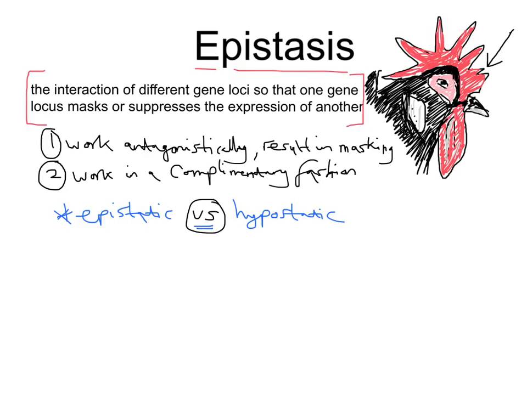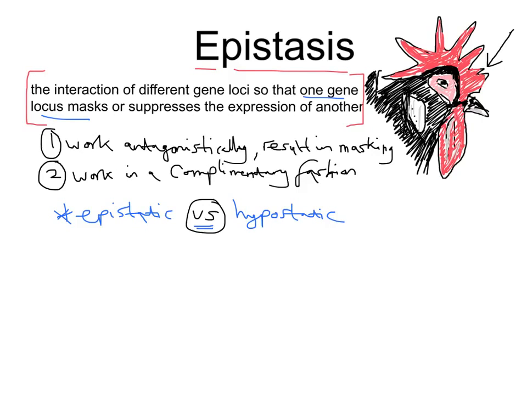Epistatic is the gene that is doing the masking, the one that is suppressing, for example, or the one that is leading that. It is the one gene locus that we're referring to in our definition. That is the epistatic one, the one that is prevalent, for example. The hypostatic gene locus is the one that is being suppressed, the one that is being masked. So epistatic is the one that is doing that suppression, for example, if we're thinking about working antagonistically, and hypostatic is the one that is being suppressed.